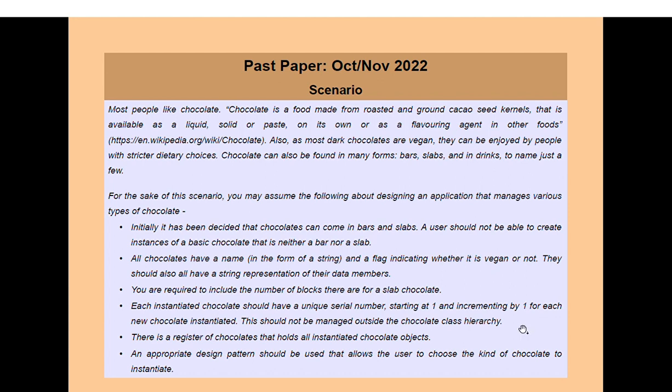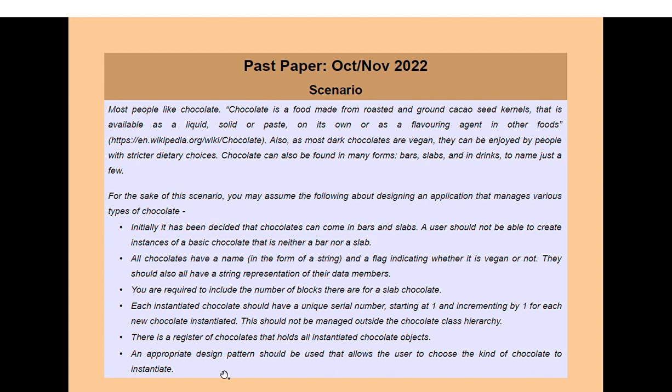The obvious way, and I hope it's obvious, is that your chocolate class needs to have a static data member. Remember, a static member belongs to the class and not to individual objects. And that static member will be used to store the current value of the serial number. Next point then, there is a register of chocolates that holds all instantiated chocolate objects. So a register of chocolates would mean a list of some sort that stores all of your chocolate objects. And that includes the derived classes as well, of course, or derived objects.